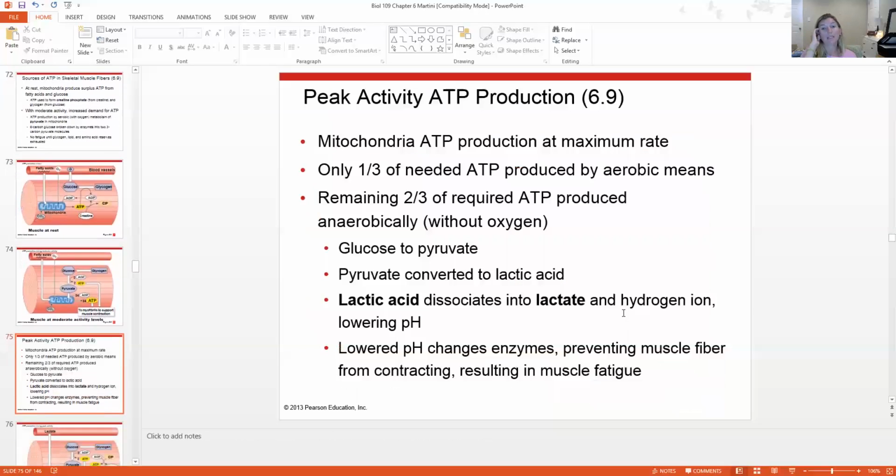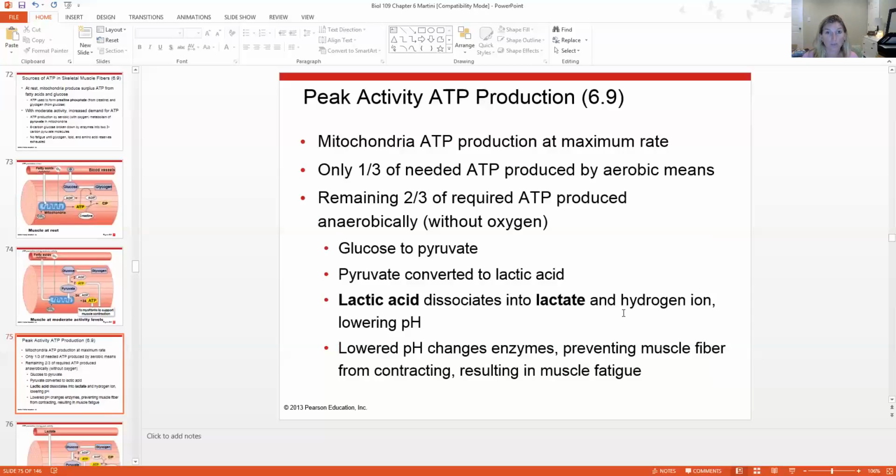So at peak ATP production, our mitochondria are producing ATP at a maximum rate. Only 1/3 of the ATP is produced by aerobic means. The rest of it is anaerobic. The remaining 2/3 are produced without oxygen. This is just converting glucose to pyruvate and pyruvate to lactic acid. The lactic acid will dissociate and create a hydrogen ion, which lowers the pH. That's why it's an acid. Lowering the pH is going to affect your enzymes, preventing your muscle cells from contracting and resulting in fatigue.